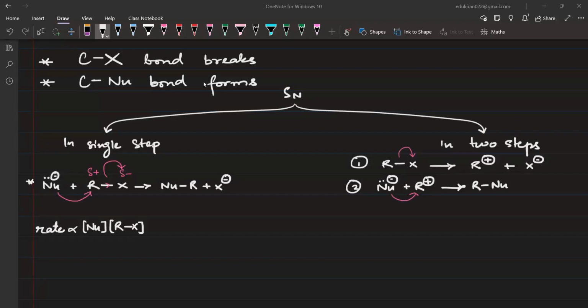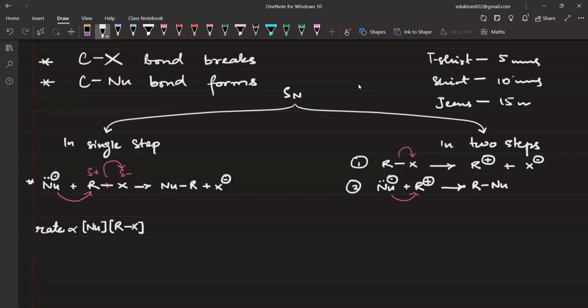Now the rate determining step is the slowest step. वो हम आपको बता देते हैं किस तरीके से. Let us say, for example, I have a t-shirt, I have a shirt, and I have a jeans. ठीक है? T-shirt it dries in 5 minutes. This shirt it dries in 10 minutes, and jeans takes 15 minutes. So what is the total time taken for drying all of these 3 articles?